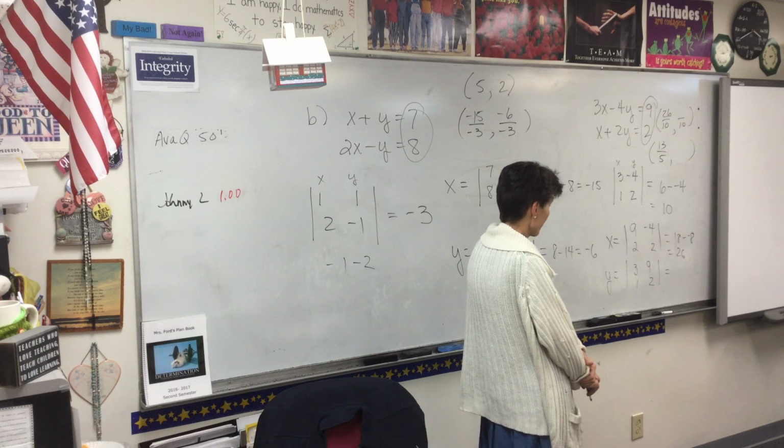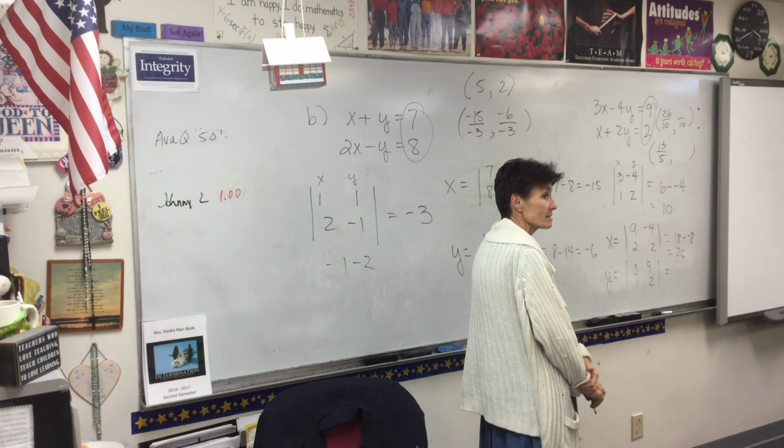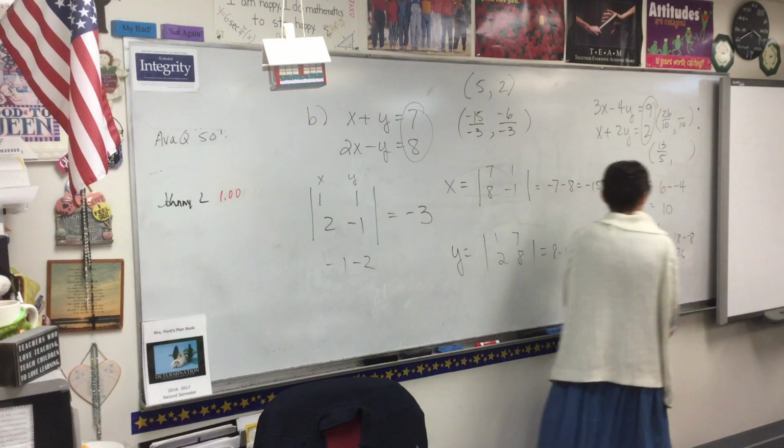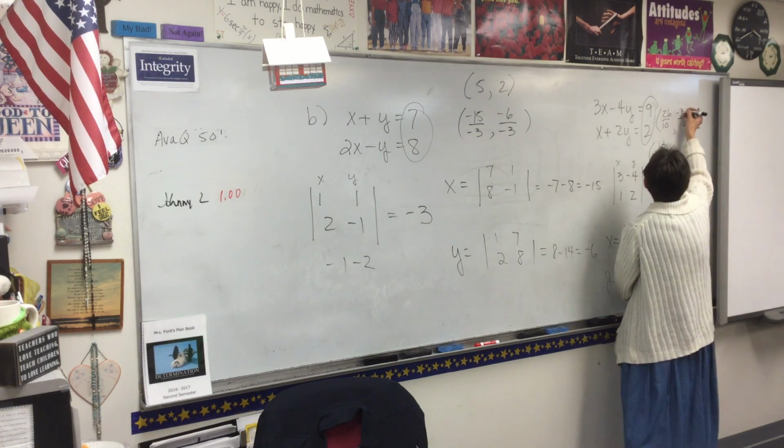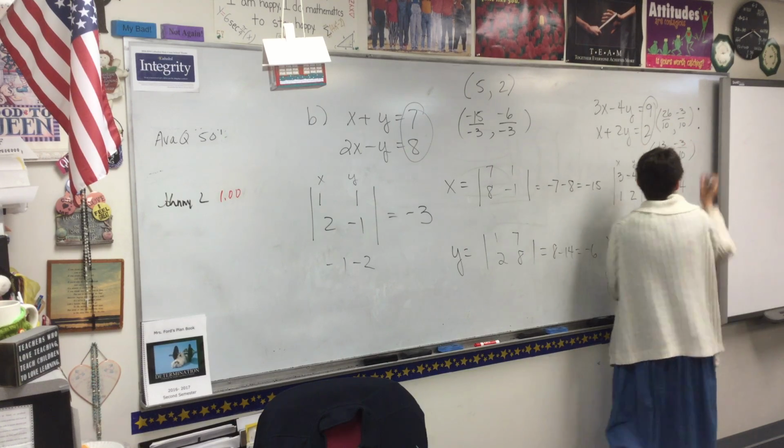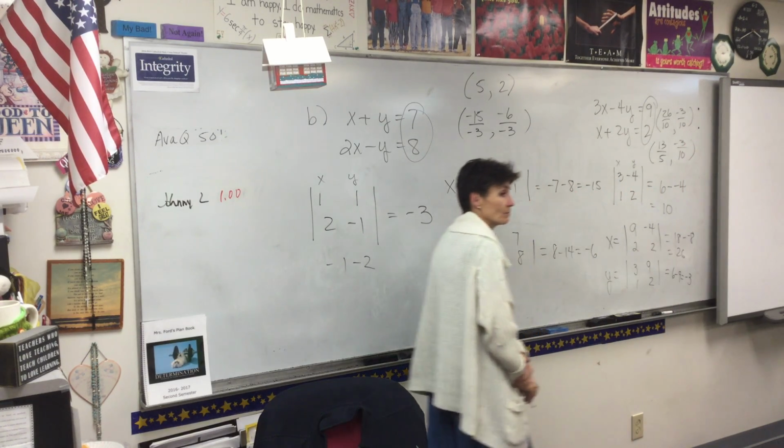What do I get? 6 minus 9, negative 3. And that one doesn't reduce, so it will just stay negative 3/10.